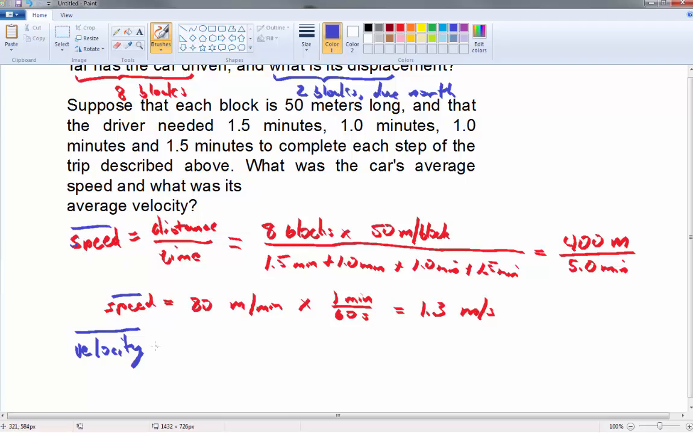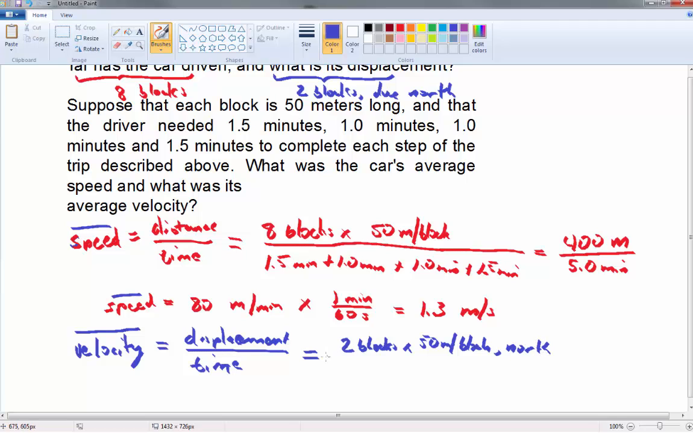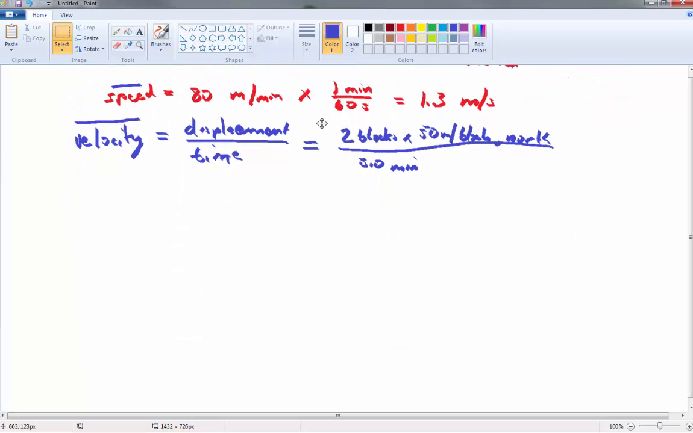average, is the displacement per unit time. So we've already figured out that the time is 5 minutes. The displacement in this case is 2 blocks times 50 meters per block to the north. So that divided by 5.0 minutes. So you know that 2 times 50 is 100. So you would have 100 blocks per 5 minutes.